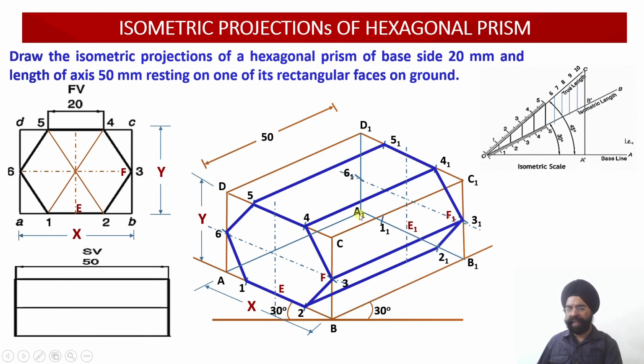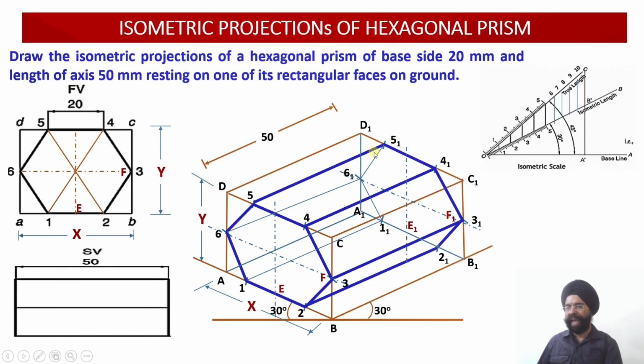And what are the remaining edges? Please check. 1 and 1, 1. So this is not visible. So this will be drawn light. 6 and 6, 1. It is again not visible. This will be drawn light. 5, 1 and 6, 1. It is not visible to the observer. This will be drawn light. And 1, 1 and 6, 1 and 2, 1 and 1, 1.